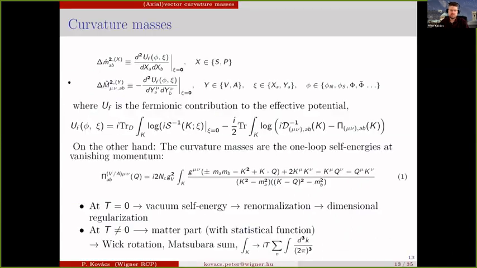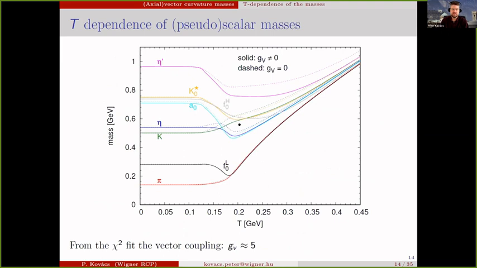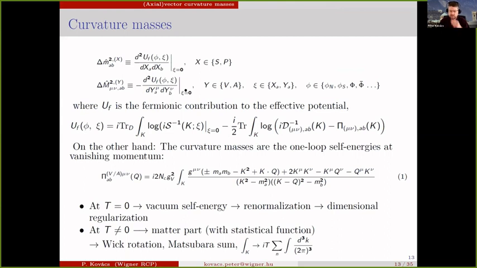Then, my first topic, just very briefly, is that we investigated recently the axial vector curvature masses. The curvature mass is nothing else than calculating the effective potential and taking the second derivative. We can calculate the effective potential in different approaches. This is for the fermion, which basically means that we include the fermion contributions to the different mesons, so the self energies. I just show very quickly that in this way we can get the temperature dependence of all the scalars and pseudoscalars. One important thing is that we calculate the curvature masses for the axial vectors and vectors, which also have vacuum contributions.